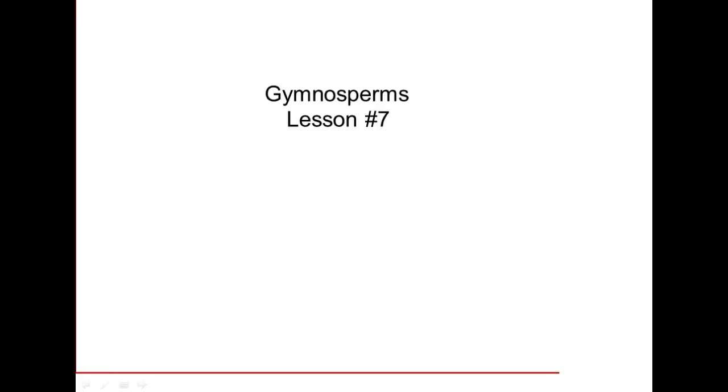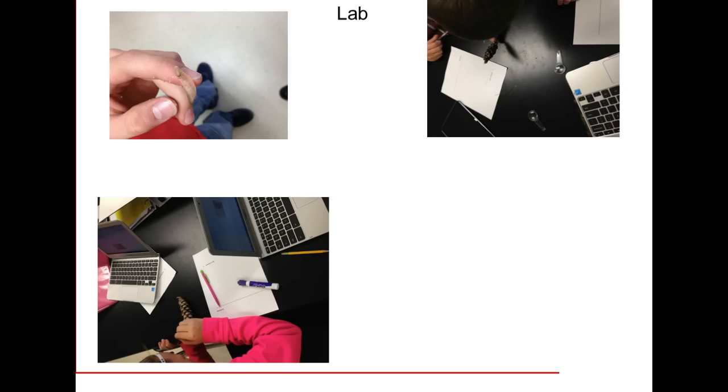This is lesson number 7, titled The Gymnosperms. In class today, you had a lab in which you dissected a pine cone. And some of you were fortunate enough to be able to see an actual seed that was inside the pine cone. And when you looked at it, you noticed that it had kind of this helicopter type of look to it, where the seed was on the inside and it had a helicopter that would help to ease it down.